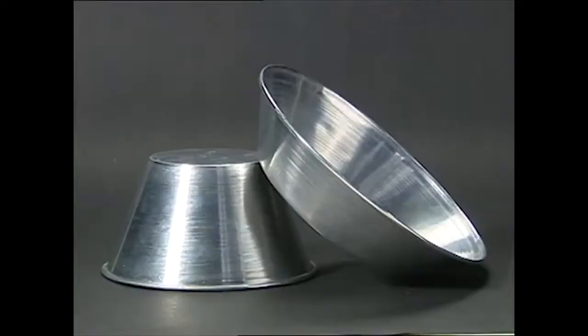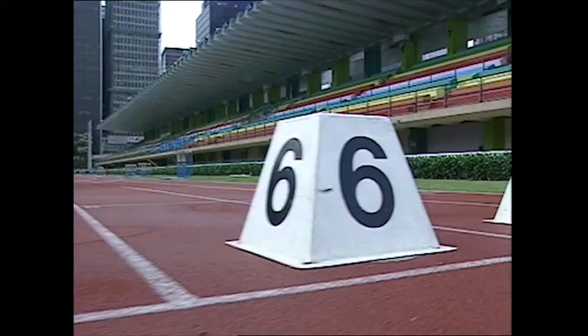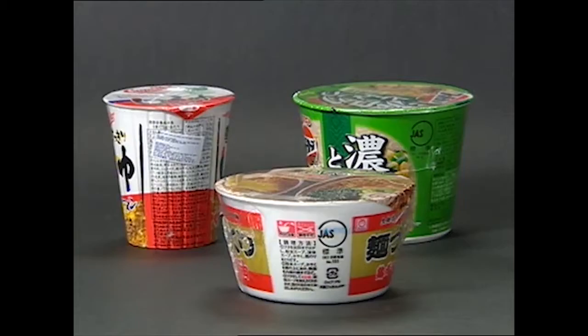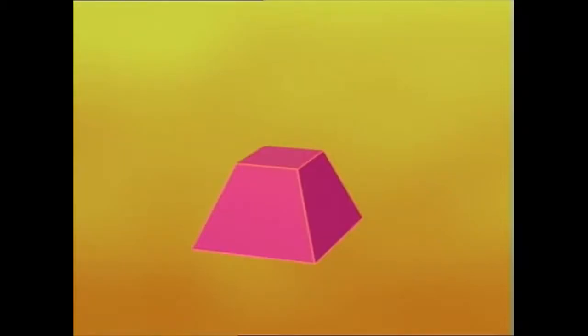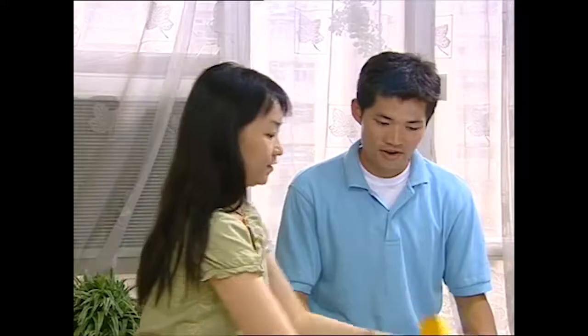In fact, there are many objects in the shape of a frustum in our daily lives. And what's more, it's easy to calculate the volume of a frustum. Simply take the volume of a large pyramid and subtract the volume of the small pyramid. It looks simple in theory, but the calculation is a lot more complicated.